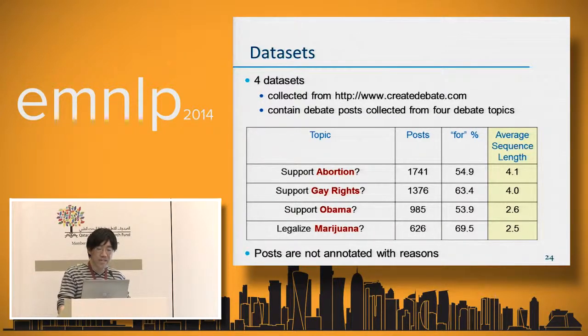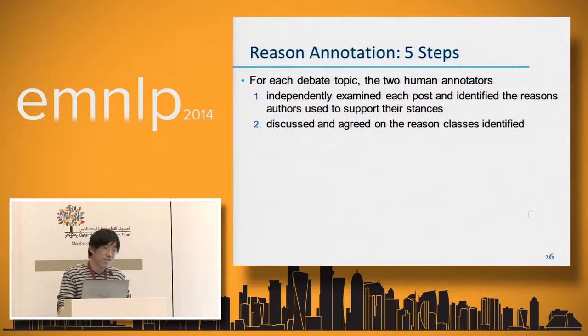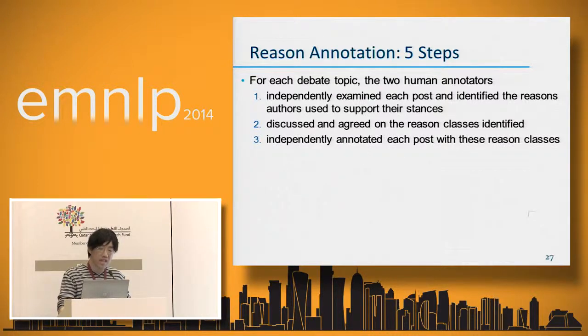Even though these stance labels are provided by the authors, the posts are not annotated with reasons. Therefore, we need to annotate the reasons ourselves. In our reason annotation procedure, there are 5 steps. For each debate topic, we have 2 human annotators who first independently examined each post and identified the reasons the authors used to support their stances. Then they discussed and agreed on the reason classes identified. After that, they independently annotated each post with these reason classes.